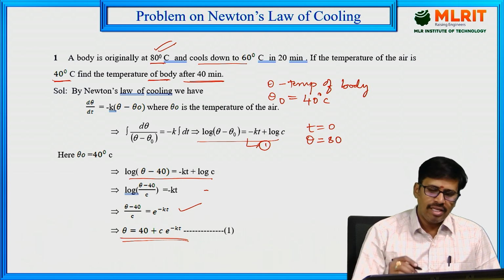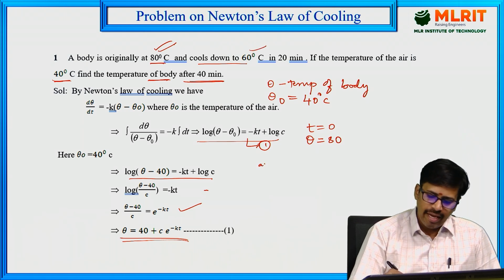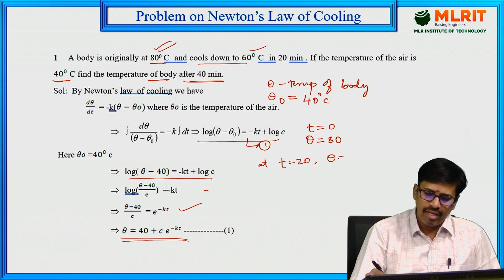Now what else is given? The body cools down to 60 degrees in 20 minutes, which means at time t equal to 20 minutes, theta is 60 degrees centigrade.